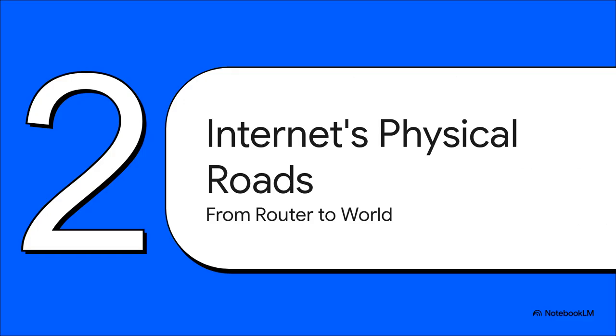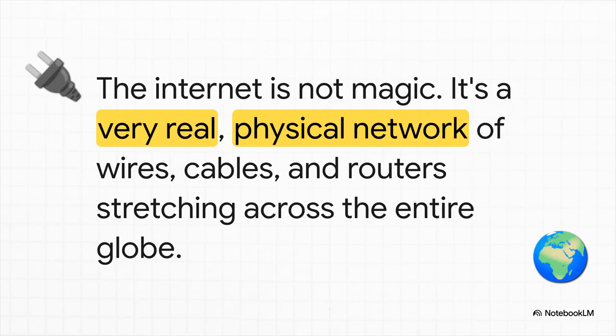All right, so we've got the rules of the road down, but what are the roads themselves actually made of? Let's follow the physical path our data takes. Okay, this is probably the most important thing to get. The internet is not some magical cloud floating around in the sky. It is a very real, very physical thing.